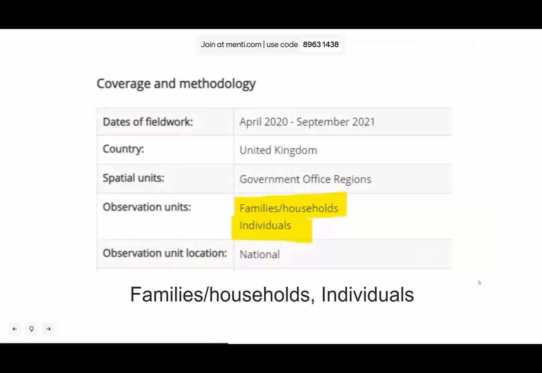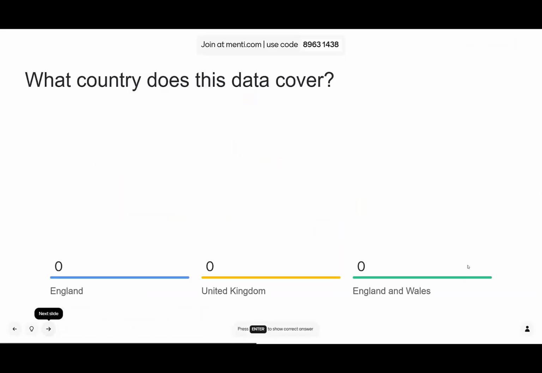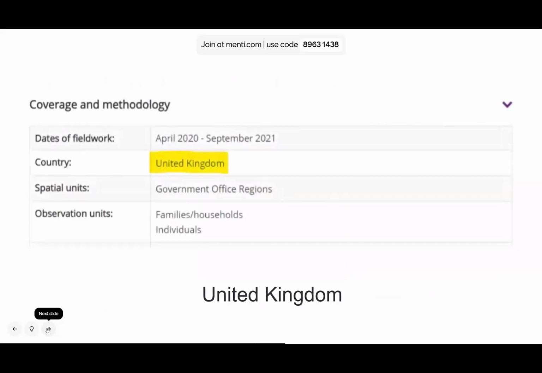This is a screenshot from the catalogue page. Under the coverage and methodology section, you can find all of the key information at a glance. And here we can see families and households and individuals. So next question, what country does this data cover? Is it England, United Kingdom, England and Wales? Again, everyone seems to be in agreement there pretty much. So yeah, it is the United Kingdom. Again, it can be found in that coverage and methodology section.